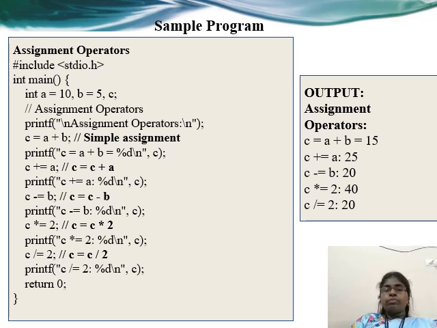Then we go to the C addition assign A equal to 25. Then C subtraction assign equal to B is the 20 output. Then C multiplication assign the value 2. Then the value is 40. Then we next go to the C divided assign equal to 2. So the value is 20. This is the assignment operator.